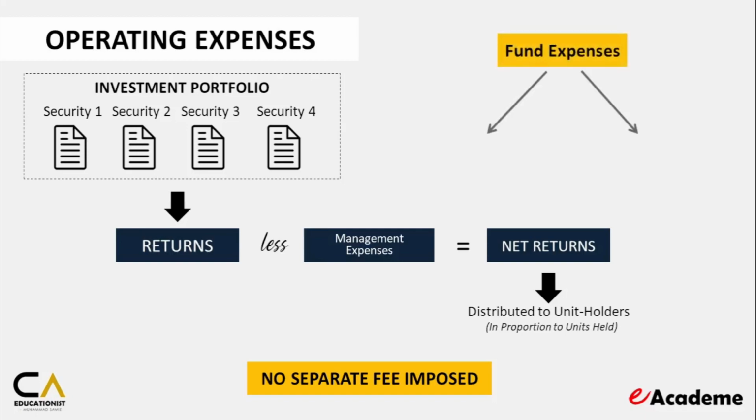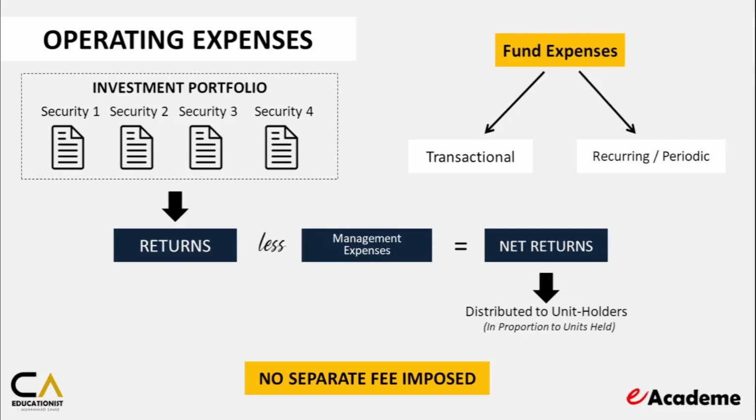Some of the fund's expenses are transactional in nature, like charges on investor purchases, exchanges, and redemptions, whereas some expenses are recurring in nature that are incurred to manage and operate the fund, including fund management fees, marketing and distribution expenses, brokerage fees, legal and accountants fees, etc.